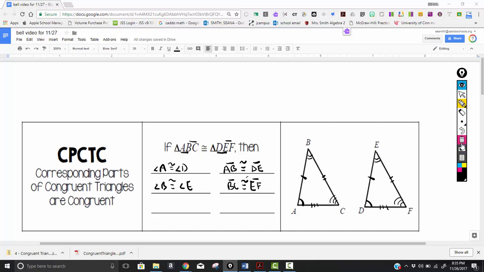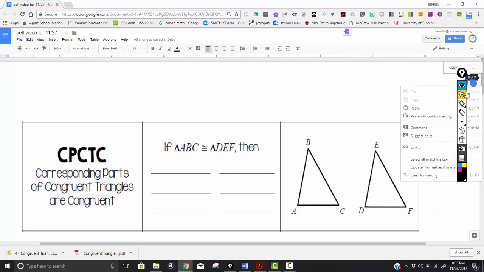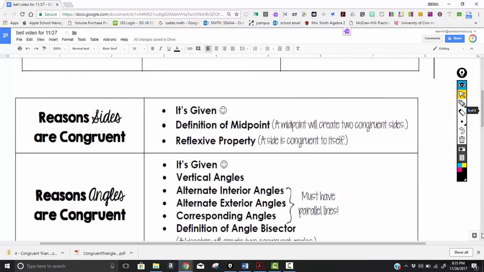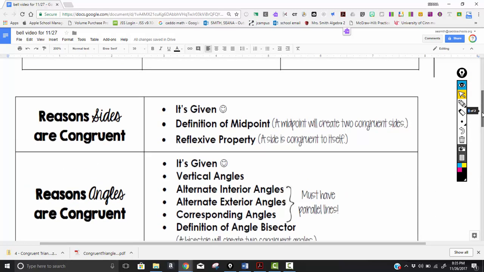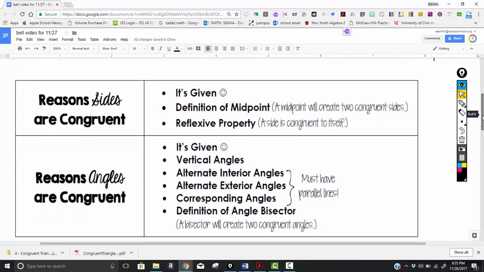Let's look at the next piece of information on this. There we go, it's sliding now. This you're going to want to pause and write in your notebook under the Do Now section. Again, pause and write this in your notebook under the Do Now section. This is going to help you with your lesson that you're going to be doing today. These are your reasons that you use to prove sides are congruent. It's given, definition of midpoint, because it creates two congruent sides, and reflexive property. A side is congruent to itself.